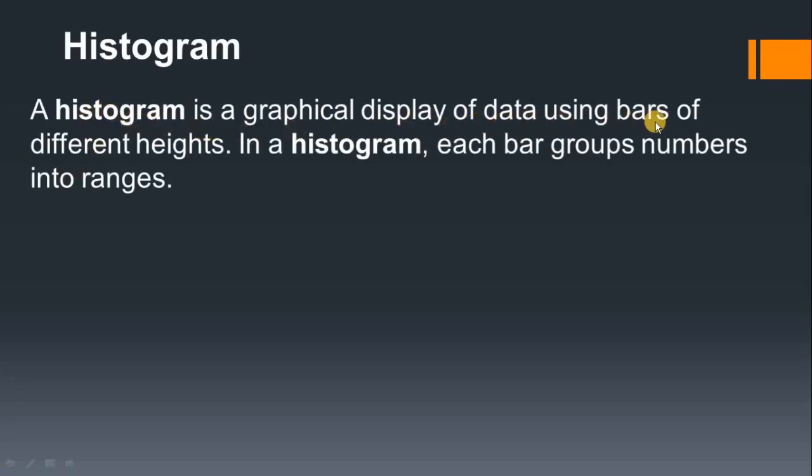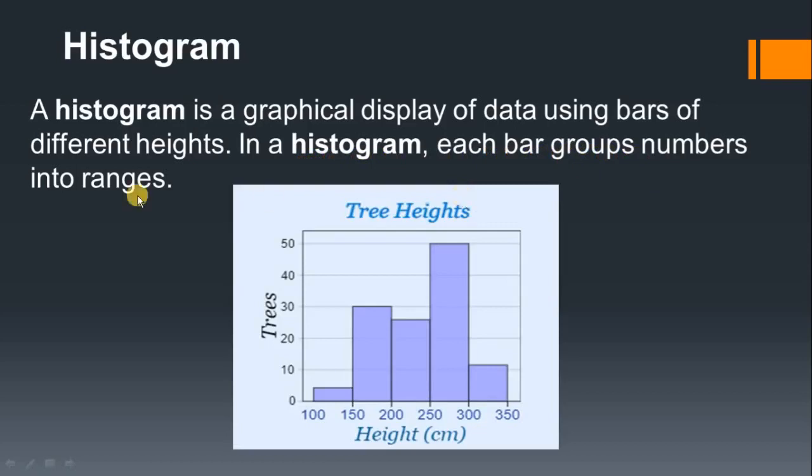First, you should know what a histogram is. A histogram is a graphical display of data using bars of different heights. In a histogram, each bar groups numbers into a range. For example, this is a histogram example. These values are in ranges, for example from 100 to less than 150, then 150 to less than 200, then 200 to less than 250, like that.